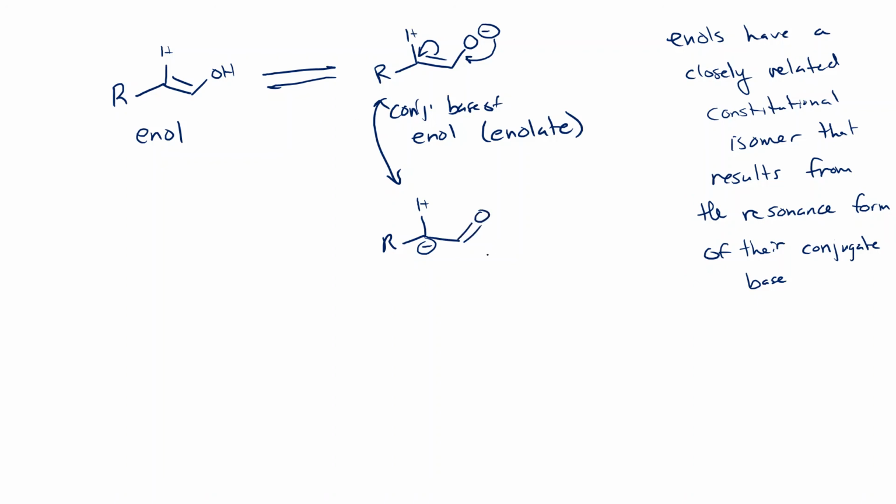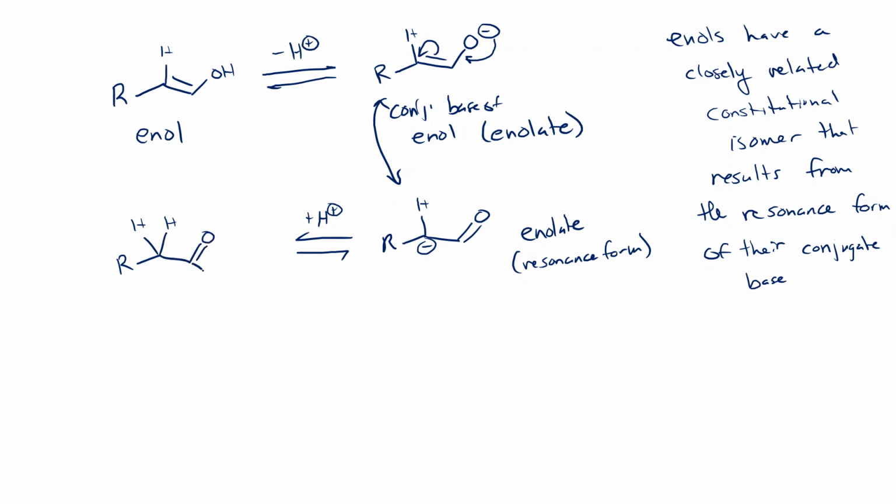Okay. So now we have a carbon-oxygen double bond over here. This is still the enolate because it's the same compound. It's just the resonance form of it. But what happens if we draw the conjugate acid of this thing? Let's add a hydrogen here and make this thing neutral again. If we add H plus, what we get is, now we have an aldehyde.